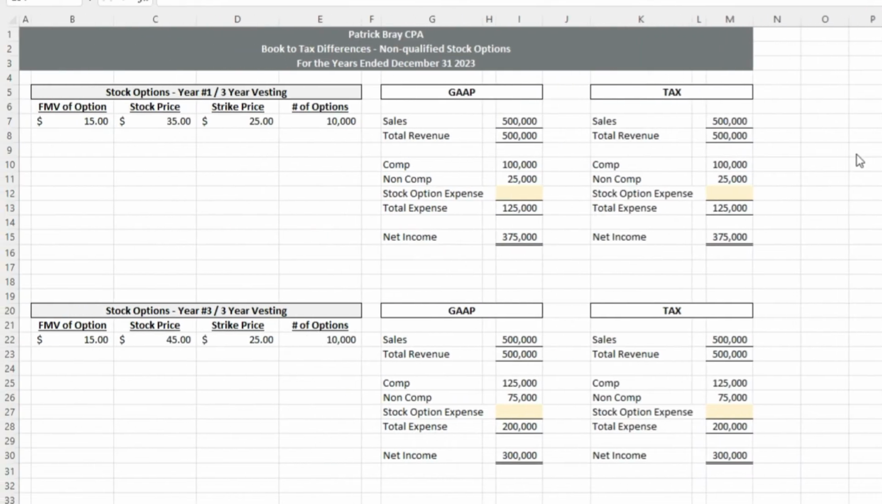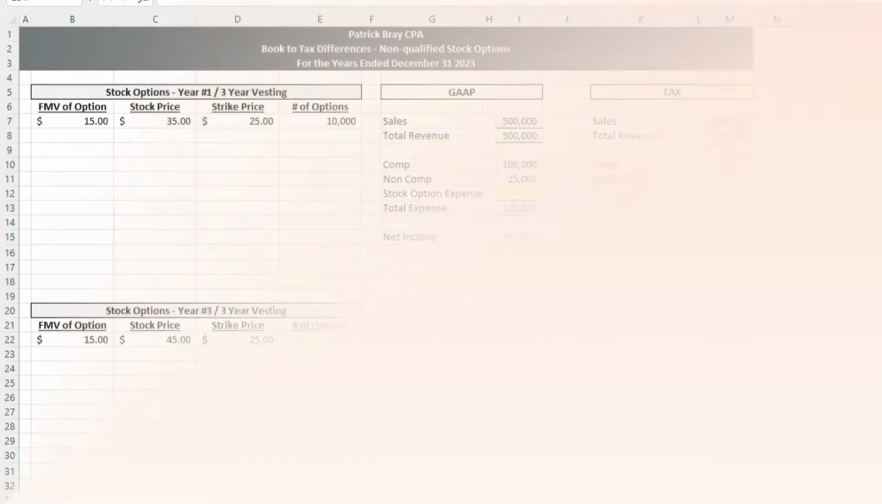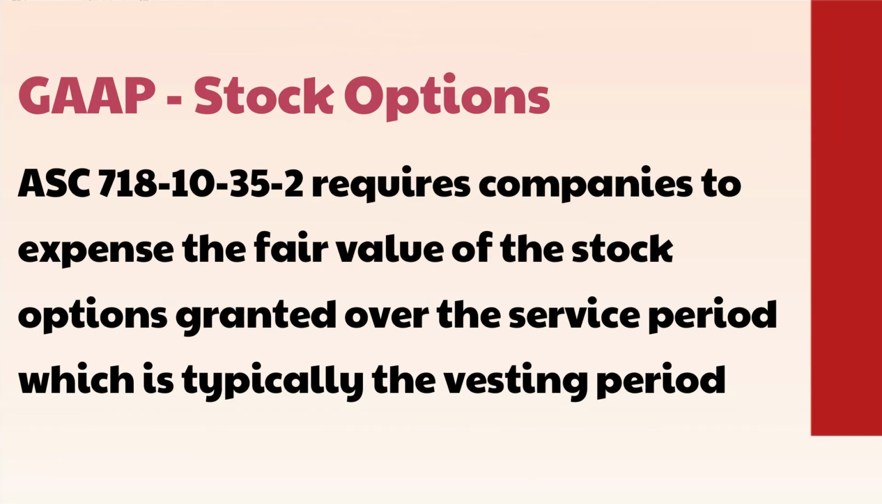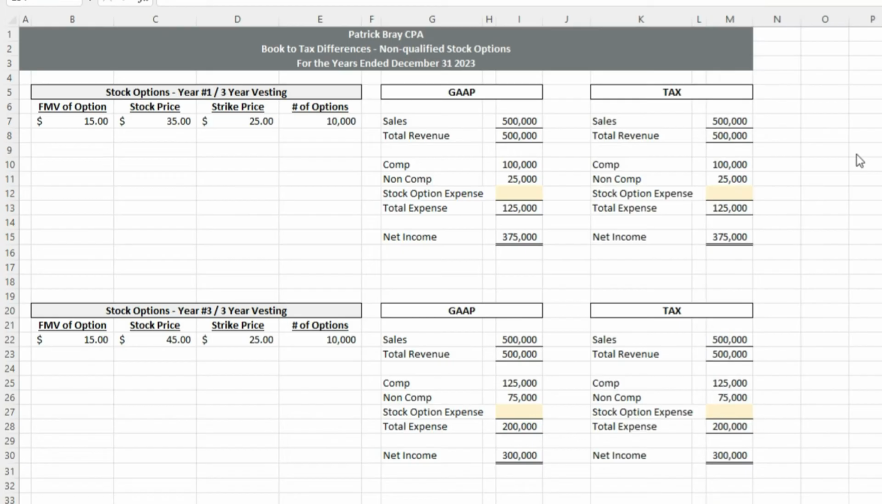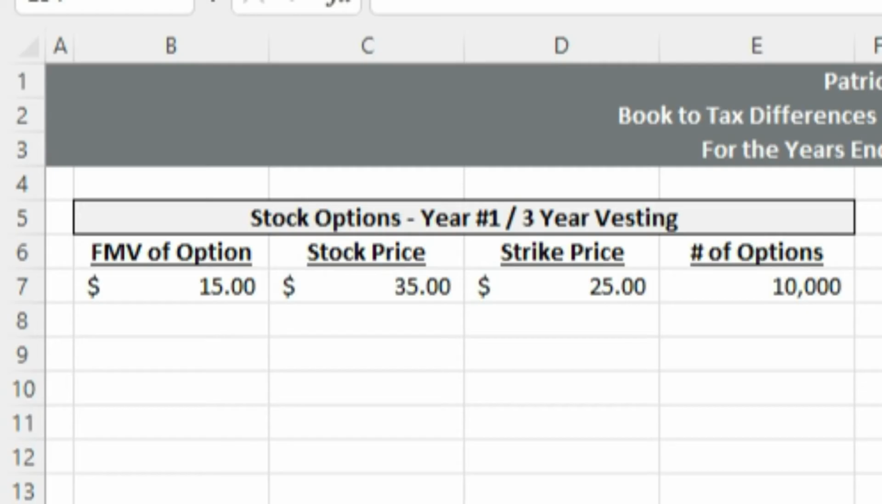So from a GAAP standpoint for stock options, we're going to look to ASC 718-10-35-2. And stock option expense can be fairly complicated. A lot of times you're going to have software that does the calculation for you. But basically, you want to find what the fair market value of that option is when it's been issued, and you want to take that fair market value times the number of options that have been granted, and you're going to straight line amortize the stock options over typically your vesting period.